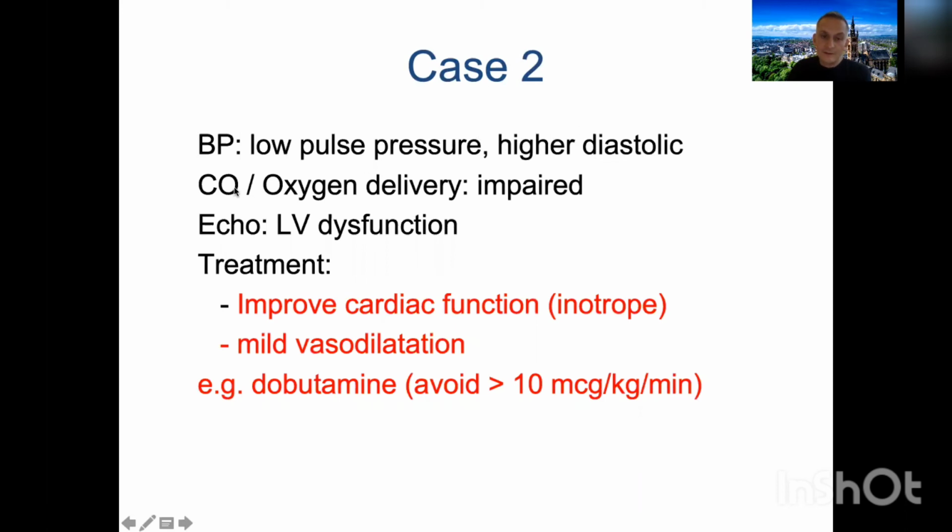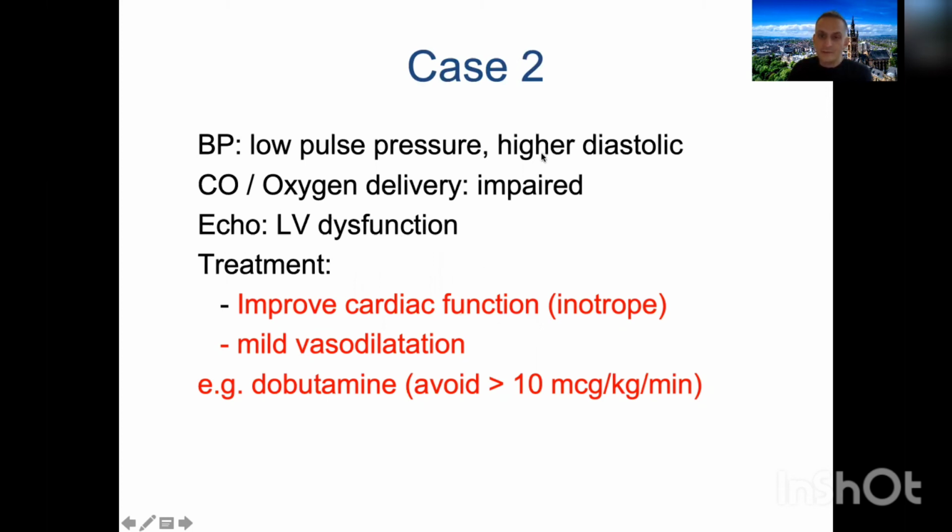The cardiac output and oxygen delivery is impaired because we've got a high lactate, indicating imbalance of oxygen delivery and demand. We've seen left ventricular dysfunction on an echo, although we already suspected it from the blood pressure. So our treatment here is to improve cardiac function. Again, we want an inotrope.